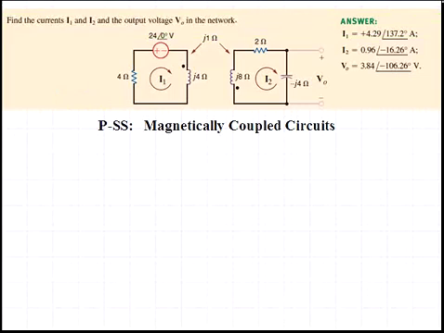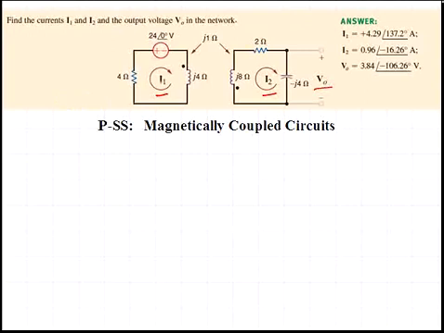This is Learning Assessment Problem 10-2. The problem-solving strategy here is that of magnetically coupled circuits. In the circuit shown, we have two loop currents indicated I1 and I2 that we are to solve for, and we're also asked to determine the voltage V sub O appearing across this capacitor.